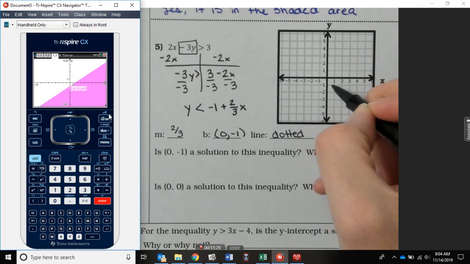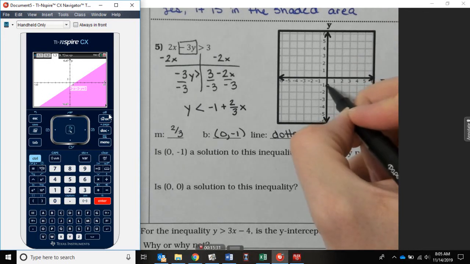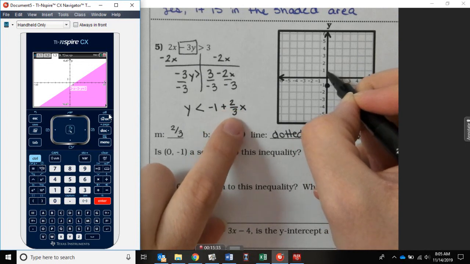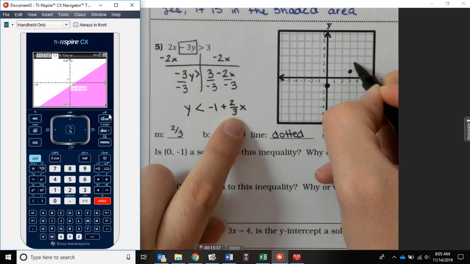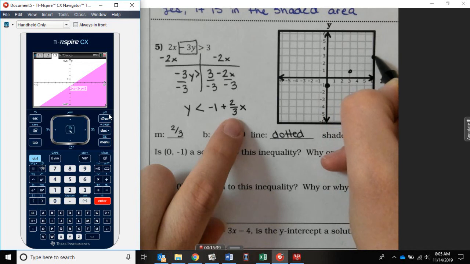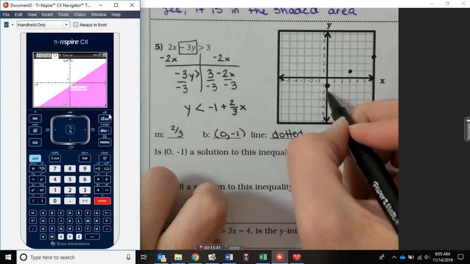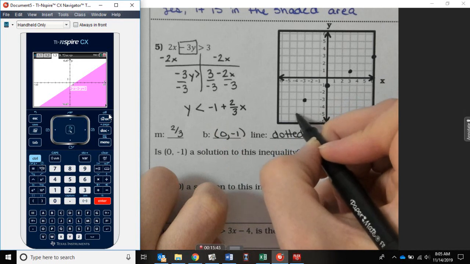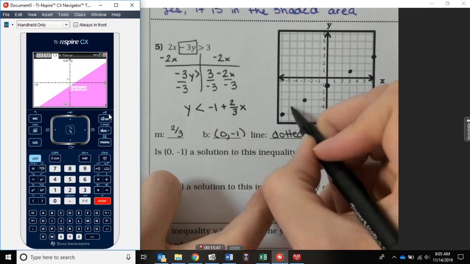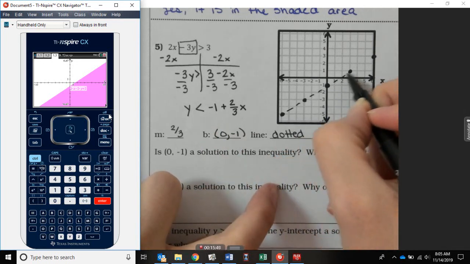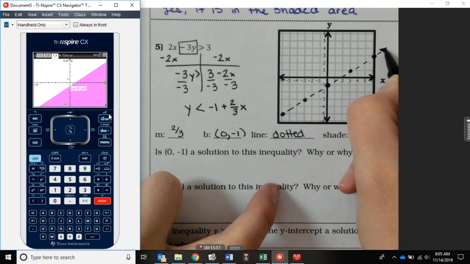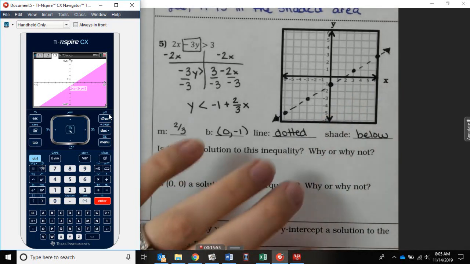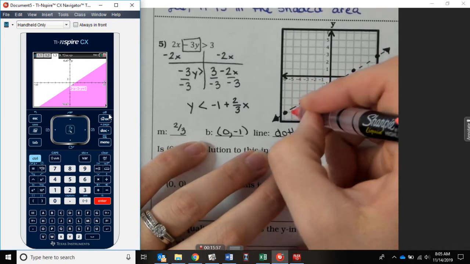So my y-intercept is (0, -1), and my slope tells me to go up 2 and right 1, 2, 3. You can go backwards, down 2, back 1, 2, 3, down 2, back 1, 2, 3. And it's a dotted line, so make it look dotted. And we're shaded below the line.